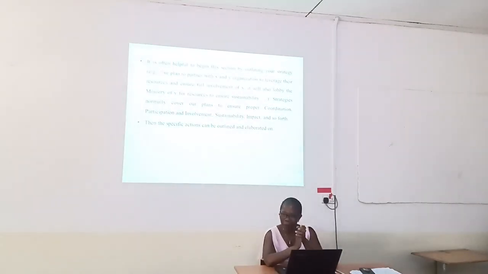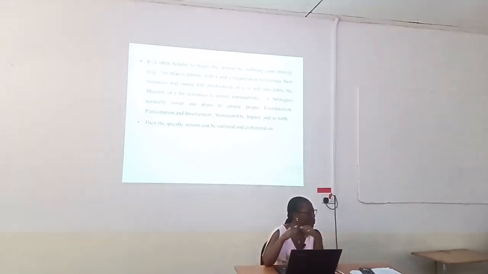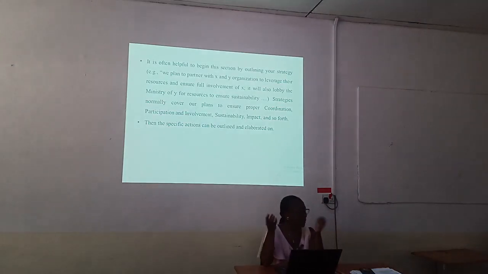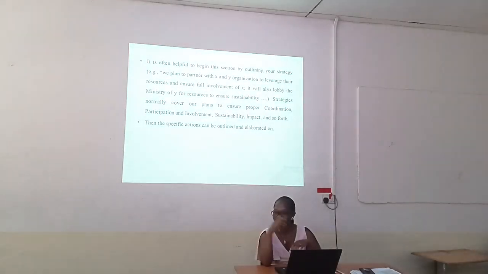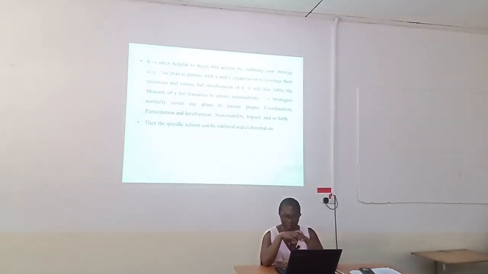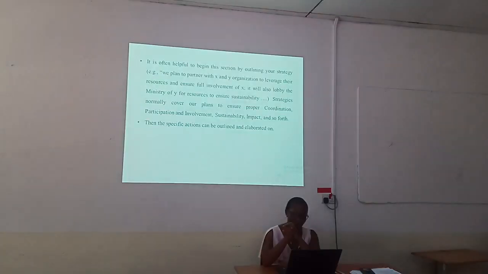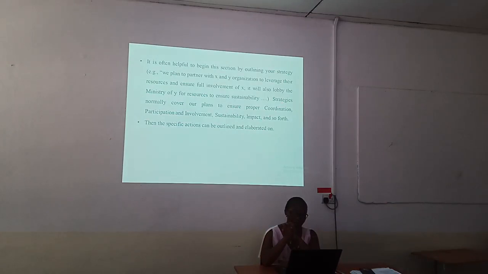Which organizations? If you are partnering with maybe Ministry of Agriculture, you need to specify Ministry of Agriculture and which department. Ministry of Agriculture has so many departments. The food security, there is environmental, whatever. So you need to specify which department. Is it horticultural department? You need to specify. So strategy normally covers our plans to ensure proper coordination, participation, and involvement, sustainability, impact, and so forth. So the specific actions can be outlined and elaborated on.